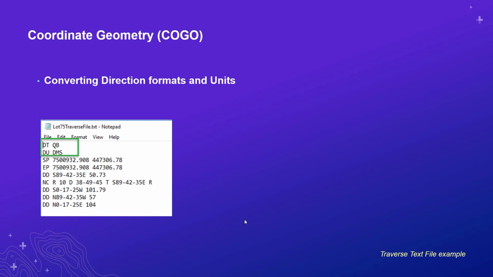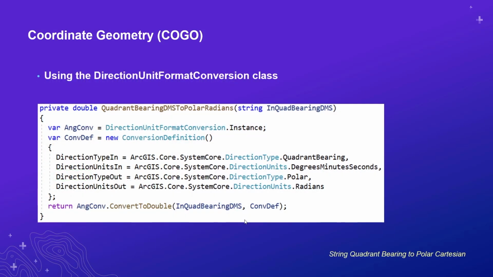Looking at converting direction formats and units, in this case we see that we have a direction type of quadrant bearing and the direction unit degrees minutes seconds, and here we have an example of a quadrant bearing. We want to be able to convert that into north azimuth when storing in the database, north azimuth decimal degrees. So we show how to do that through code right here.